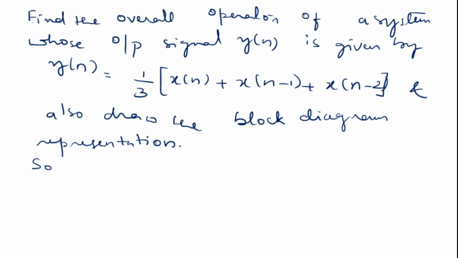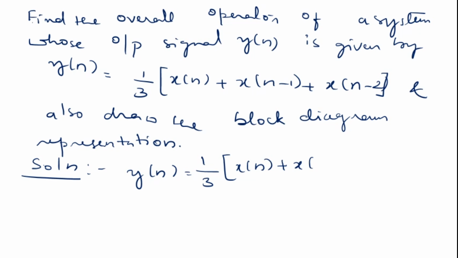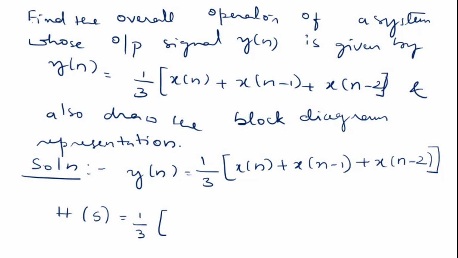Solution for this, it is given y of n is equal to 1 by 3 into x of n plus x of n minus 1 plus x of n minus 2. Then we can write h of s is equal to 1 by 3 into 1 plus s square.